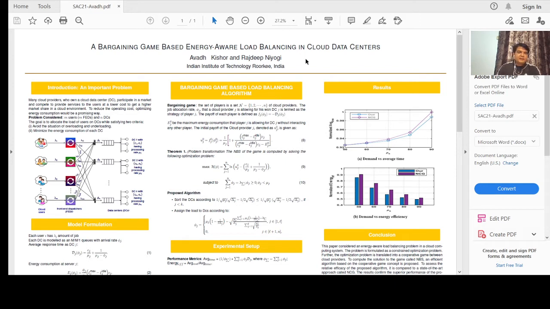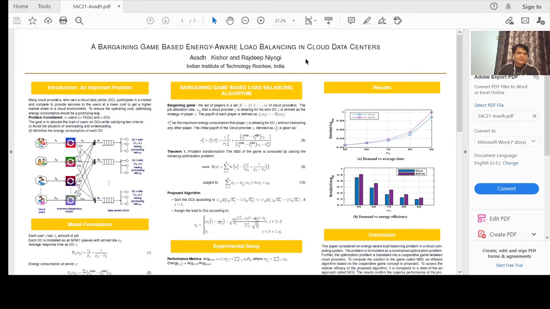In this work, we have considered a very important, or we can say very classical problem, that is called the load balancing problem. In the load balancing problem, our aim is to assign the loads of users to different servers or machines. Here we have considered data centers, so that some quality of service, or some objectives of the users as well as the resource provider, must be satisfied.